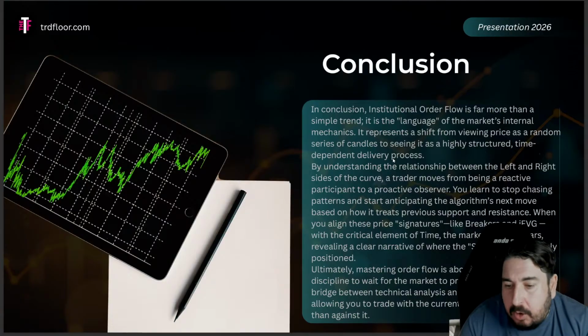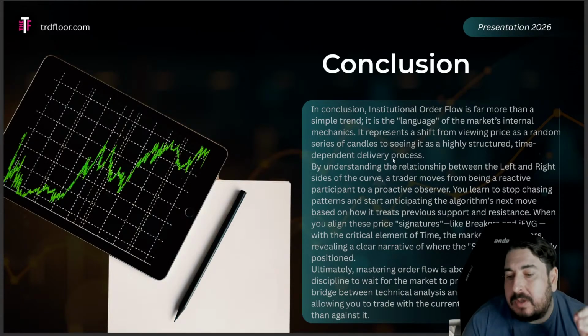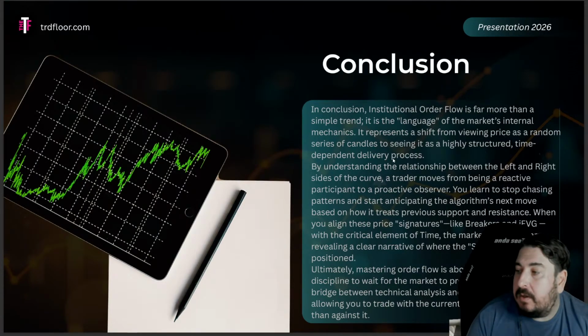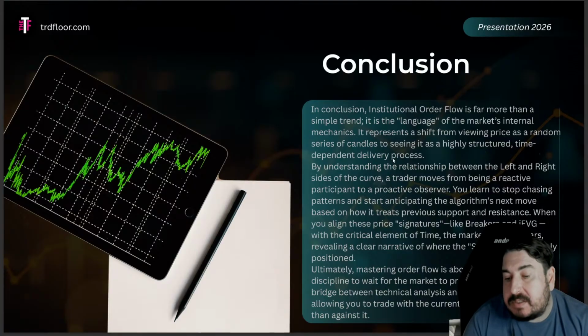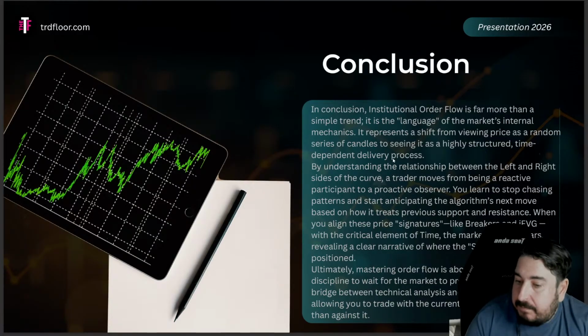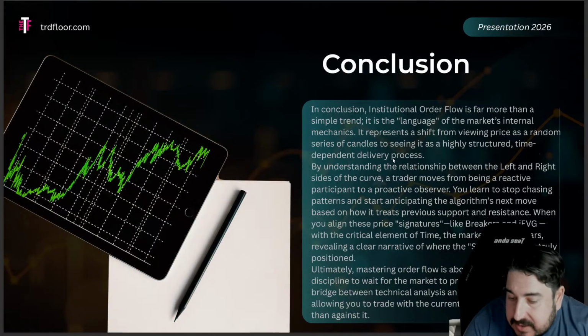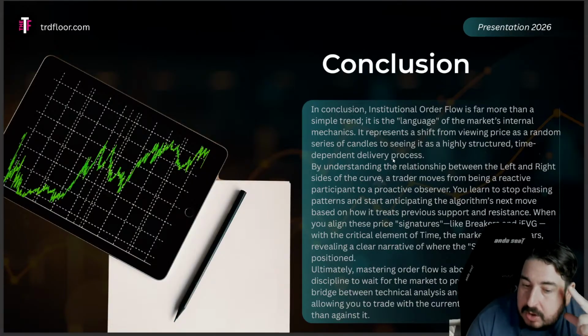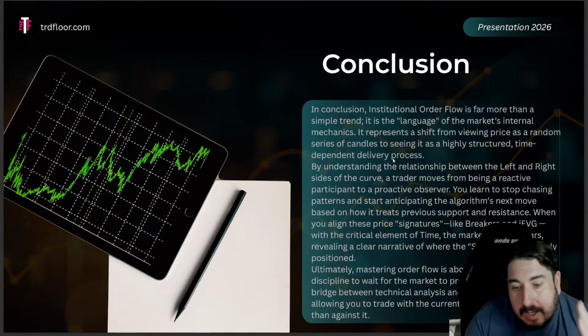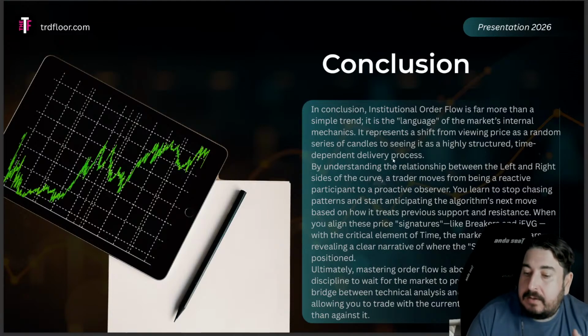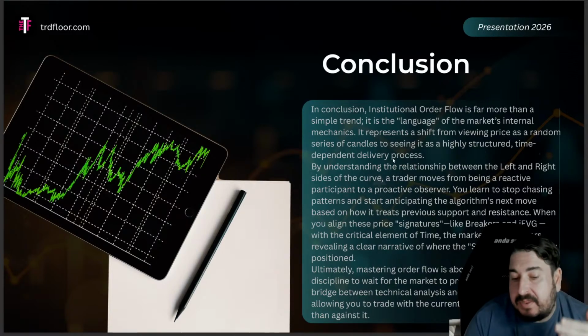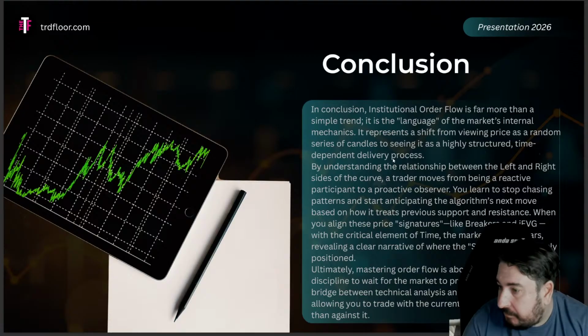Ultimately, mastering order flow is about developing the discipline to wait for the market to prove its intent. It is the bridge between technical analysis and institutional logic, allowing you to trade with the current of the market rather than against it.